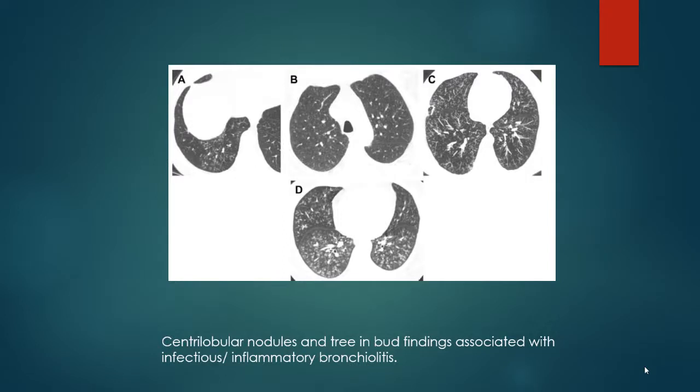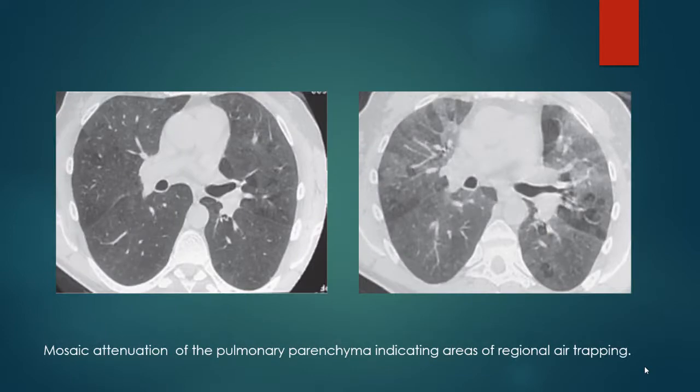So I included this picture just to show some tree-in-bud opacities, which you would find in infectious and inflammatory bronchiolitis, and also to highlight the differences between a not so normal CT and an expiratory CT of the chest, which shows the dark areas of regional hyperinflation.